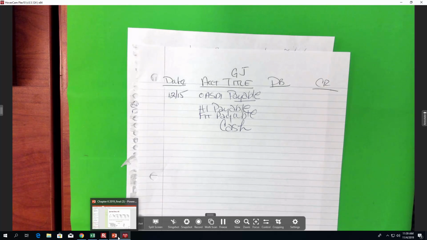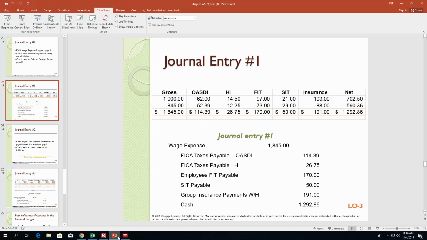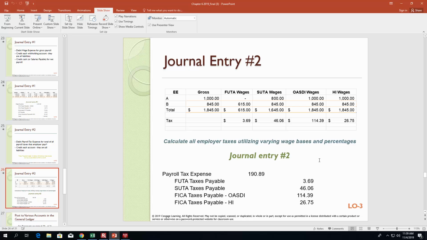How much am I debiting OASDI payable for? Yep, because look, here's part of it from the actual amount I took out of your checks, right? But then what do I have to do with OASDI as the employer? I got to match it. You've got to pick up that 114.39 employee plus employer, and you know that. 228.78. Same with the HI.